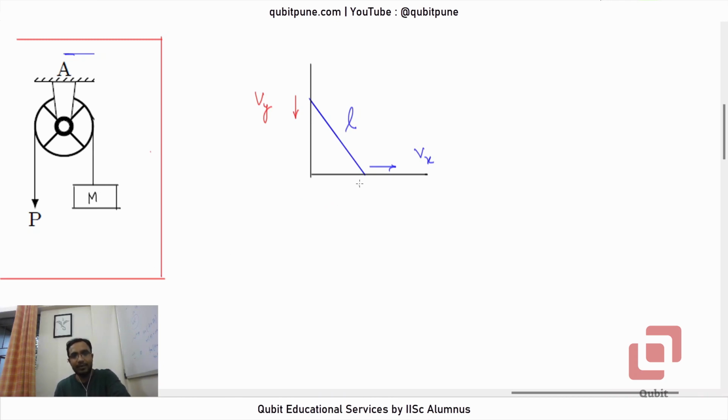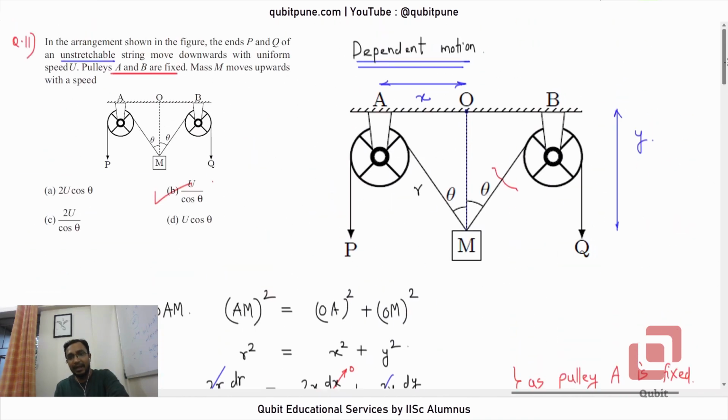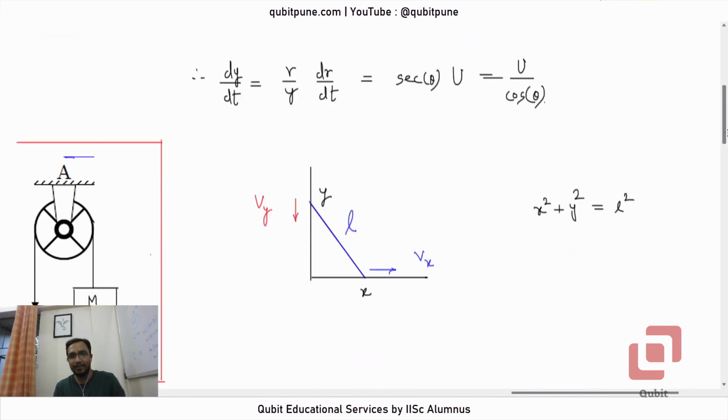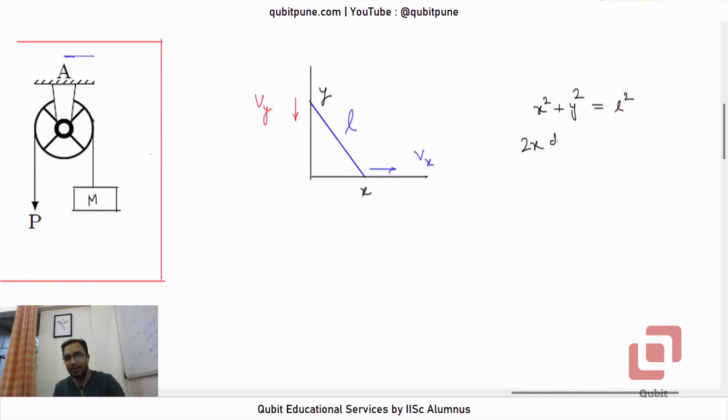We say let this have x coordinate x, let this have y coordinate y, and in this case x squared plus y squared equals L squared. But unlike the dependent motion problem where OA remains constant, in the ladder sliding problem AM remains constant. So we just have 2x dx by dt plus 2y dy by dt equal to 0 again. If we want to find Vy, we can say x Vx plus y Vy equals 0, and depending on the values of x, Vx and y, Vy can be determined.